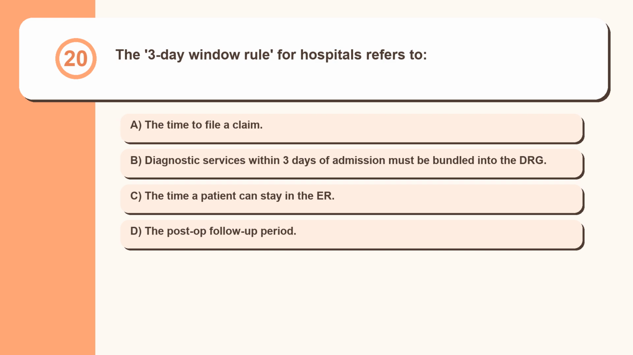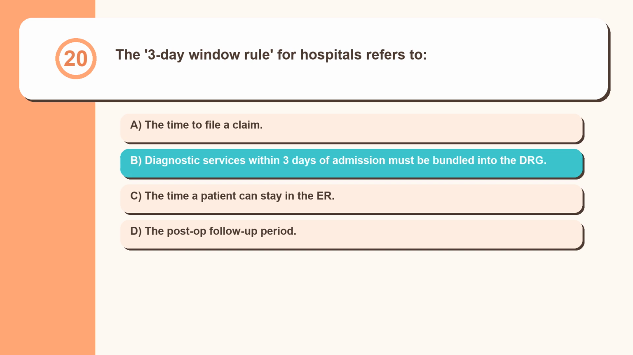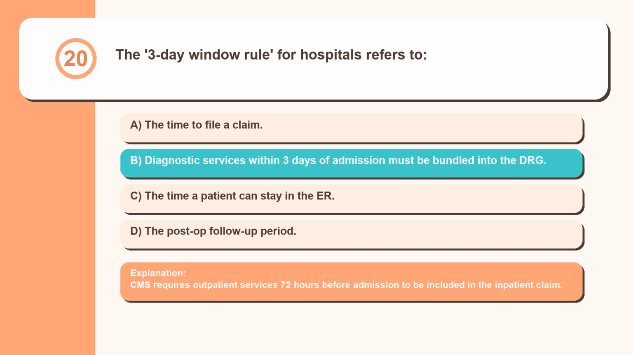Question 20. The 3-day window rule for hospitals refers to the time to file a claim. Diagnostic services within 3 days of admission must be bundled into the DRG. The time a patient can stay in the ER. The post-op follow-up period. CMS requires outpatient services 72 hours before admission to be included in the inpatient claim.